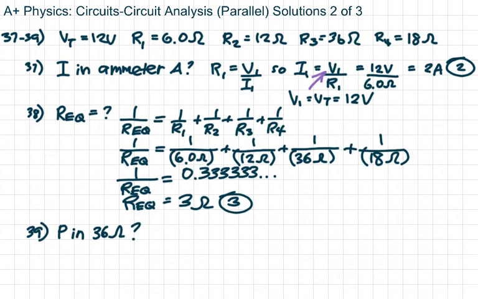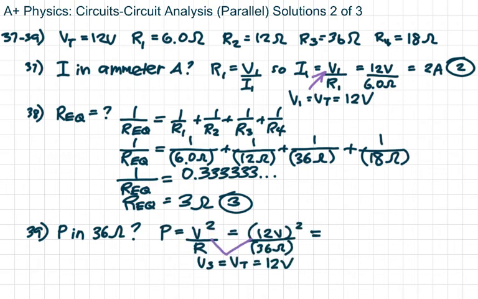And then we have 39, and it wants to know how much power is dissipated or used in the 36 ohm resistor. Well, we don't know the current through the 36 ohm resistor, but we do know the voltage through it. So we know that the V3 is equal to the total, as all of the branches of that parallel circuit are all equal to 12 volts. So I put in 12 volts there, don't forget to square it, and we wind up with 4 watts, choice 4.